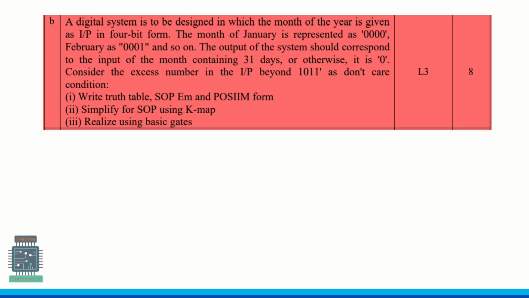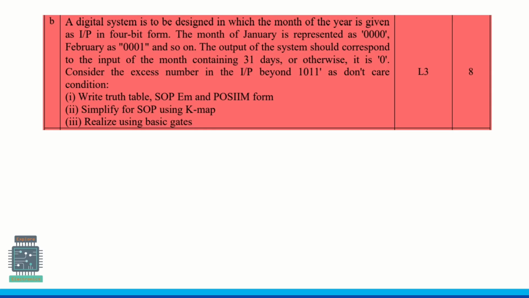Let us see a digital system problem. A digital system is to be designed in which the month of the year is given as input in 4-bit form. The month of January is represented as 0000, February as 0001, and so on. The output of the system should correspond to the input of a month containing 31 days.